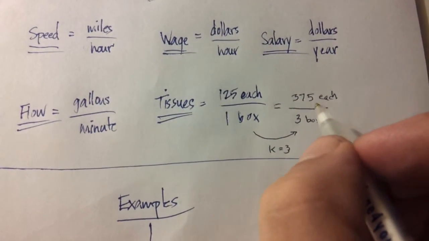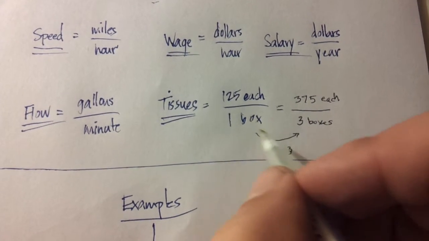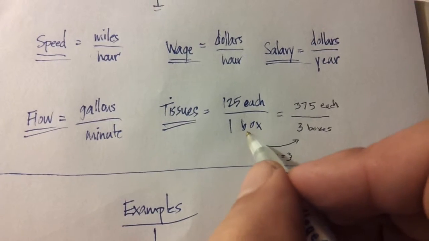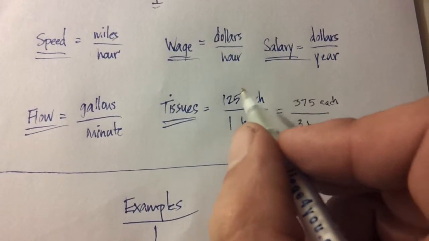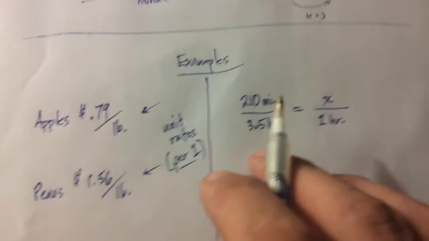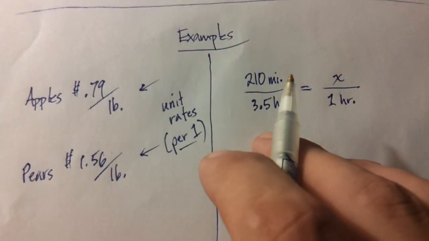So it's real easy. And then, of course, you know that scale factors work both ways. If you multiply this way, then you would divide this way. 3 divided by 3 is 1. 375 divided by 3 is 125. And we'll work that out here in a second. Okay, so here's a couple examples.